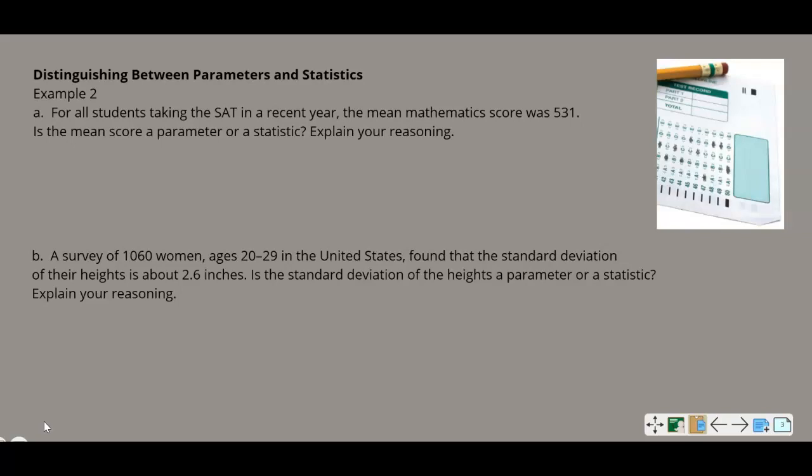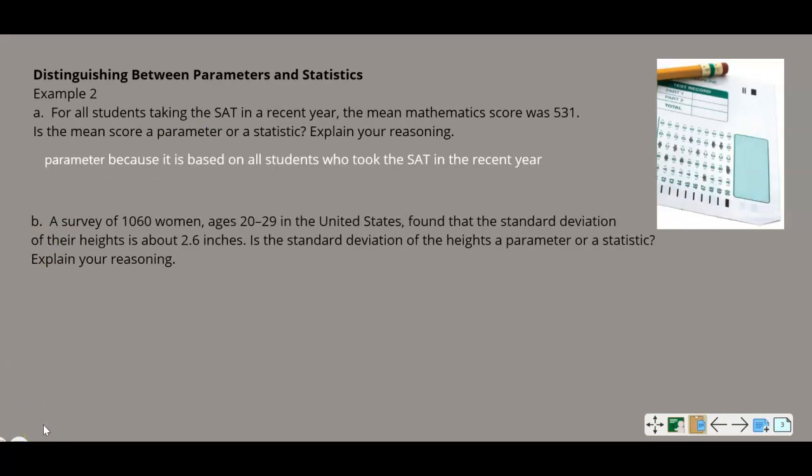So based on those definitions, a numerical description of a population characteristic is called a parameter. I can say because for all students taking the SAT, this says all students, then we can determine that this one is in fact a parameter. Okay, so it wasn't a sample, it was based on all. So because the mean score of 531 is based on all the students, we know that that is in fact a parameter.